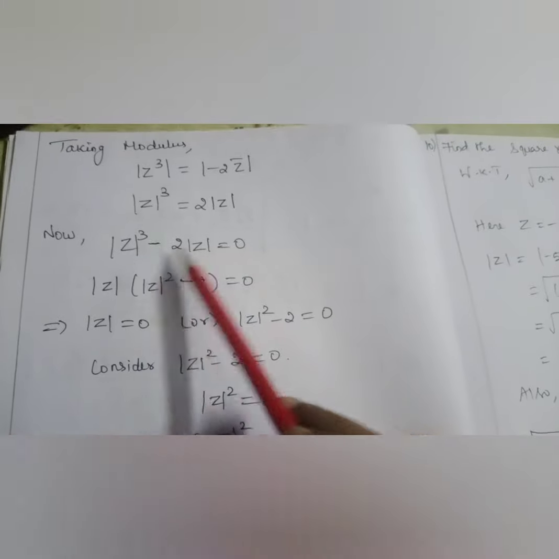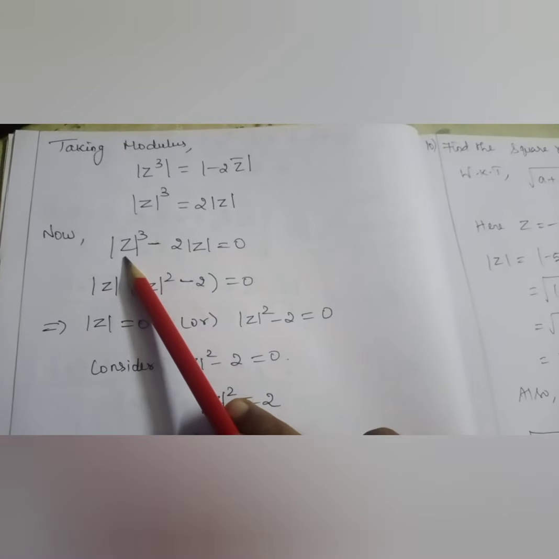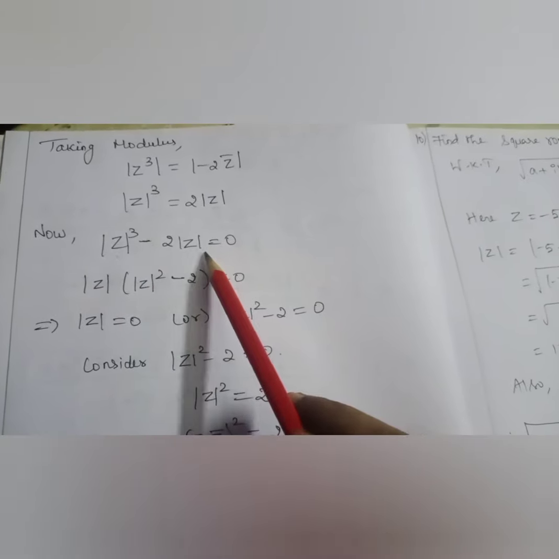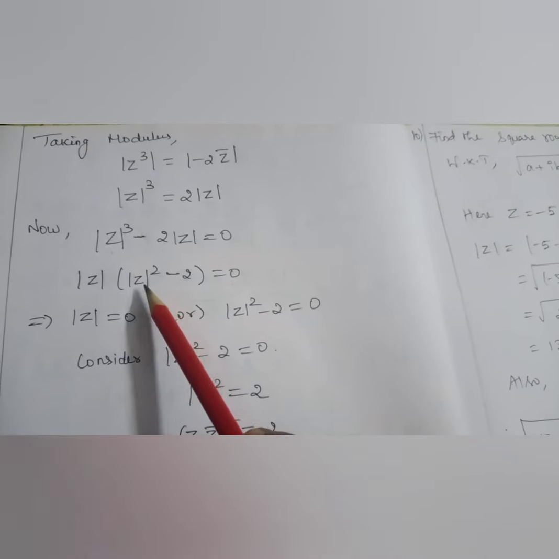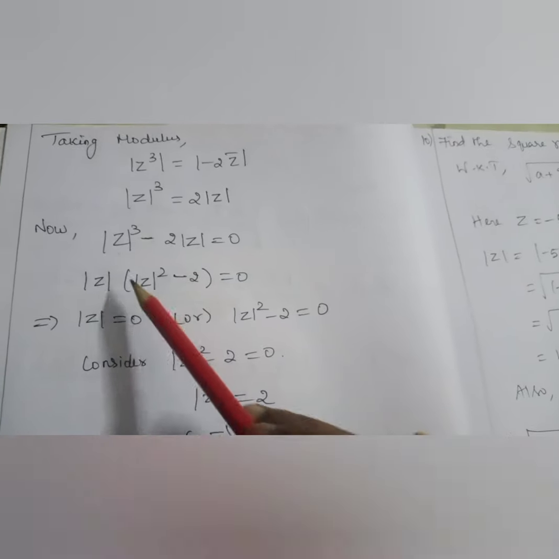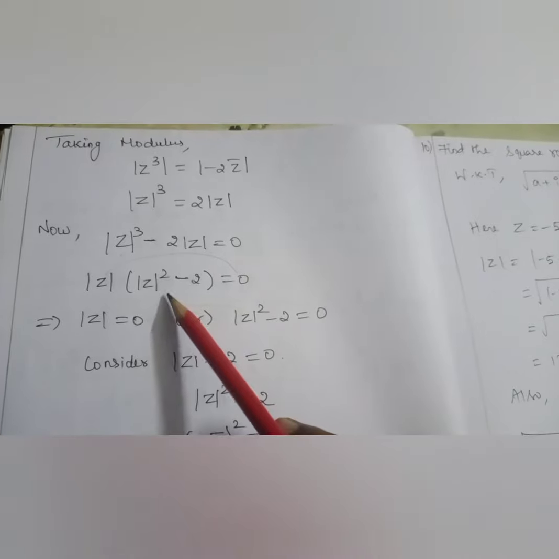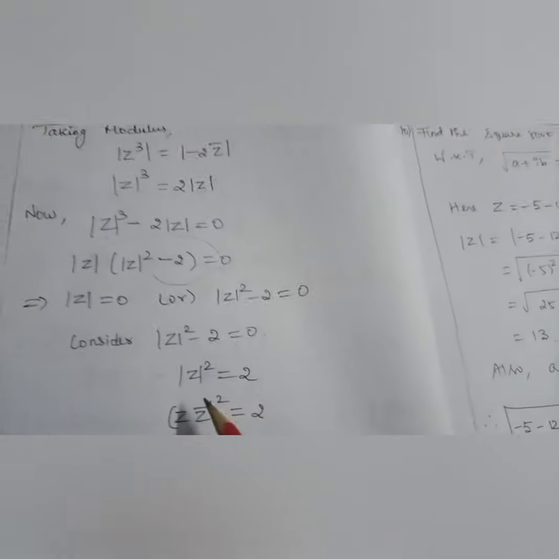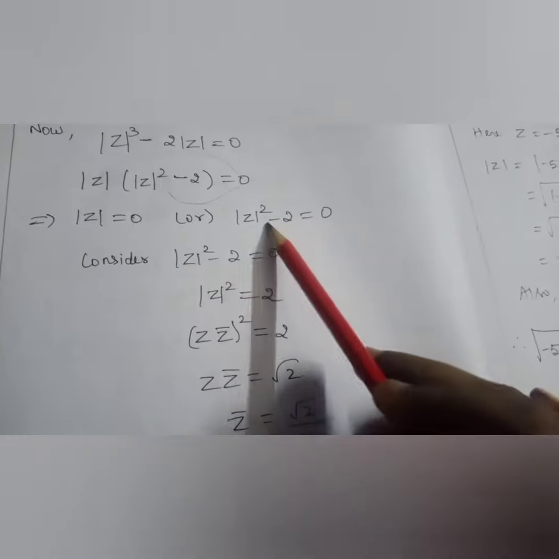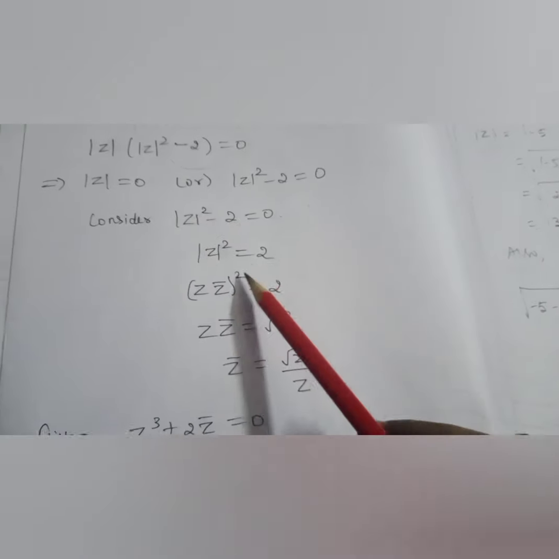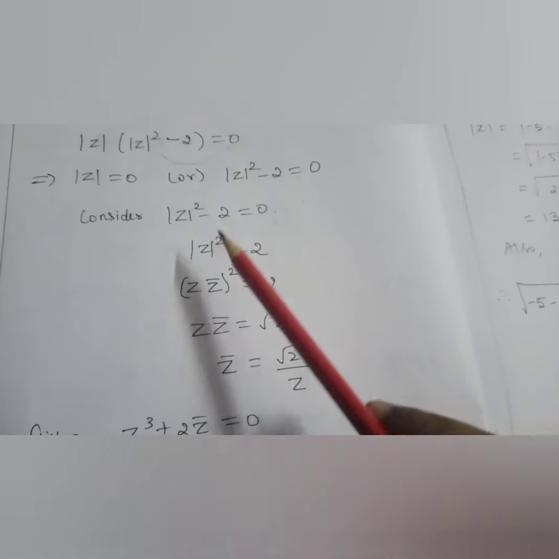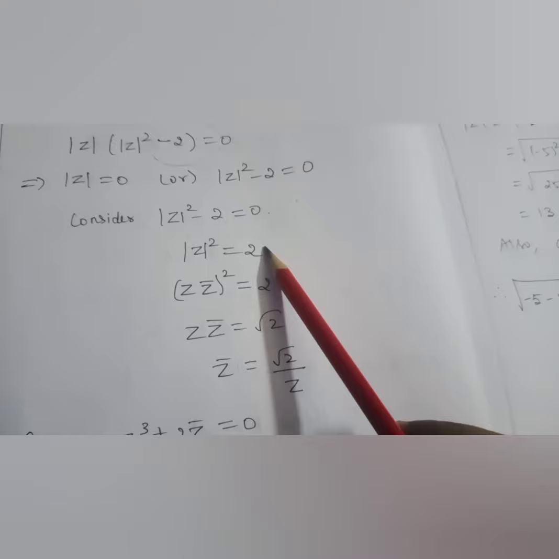Now I can take mod Z outside. Here also there is a mod Z, here also there is a mod Z. So I will take it outside, making the equation to be mod Z square minus 2, which means either mod Z is 0 or mod Z square minus 2 is 0. So now I will consider this mod Z square minus 2 is equal to 0. So mod Z square is equal to this minus 2 when it goes to the other side plus 2.